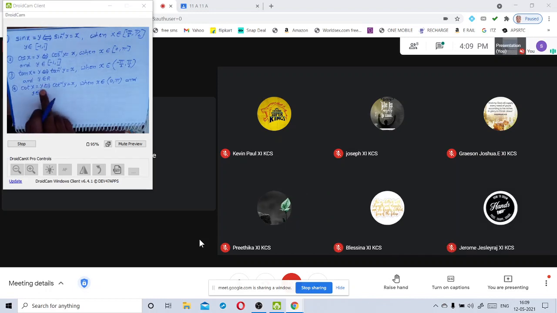Cot x is equal to y. This trigonometric equation can be written as cot inverse y is equal to x when x belongs to open interval 0 comma pi and y belongs to real numbers.